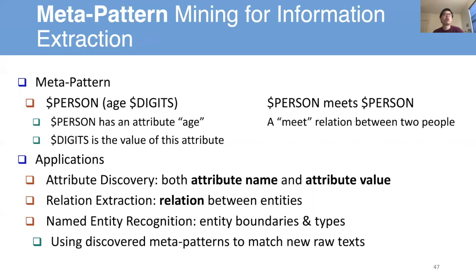We can use this pattern to recognize the attribute age, and also we can fill the value of this age by matching these digits. So we can use this meta pattern to discover those attributes.